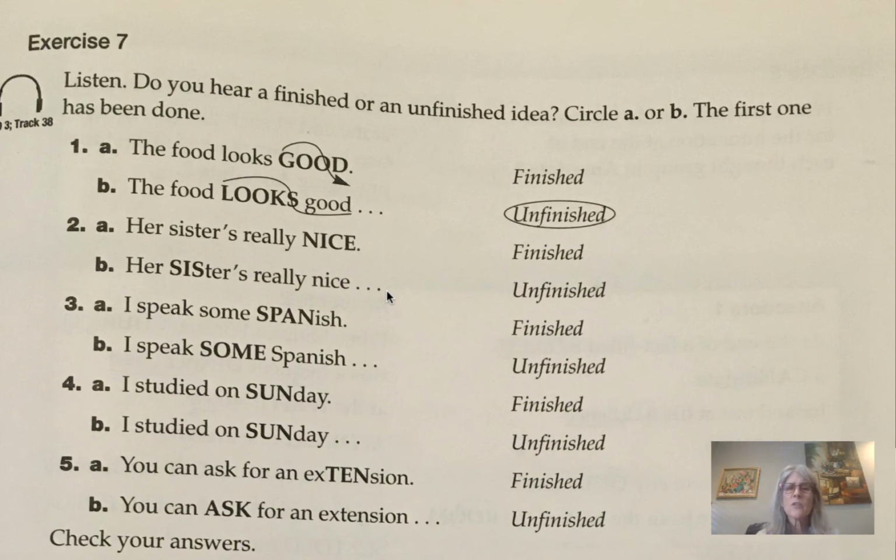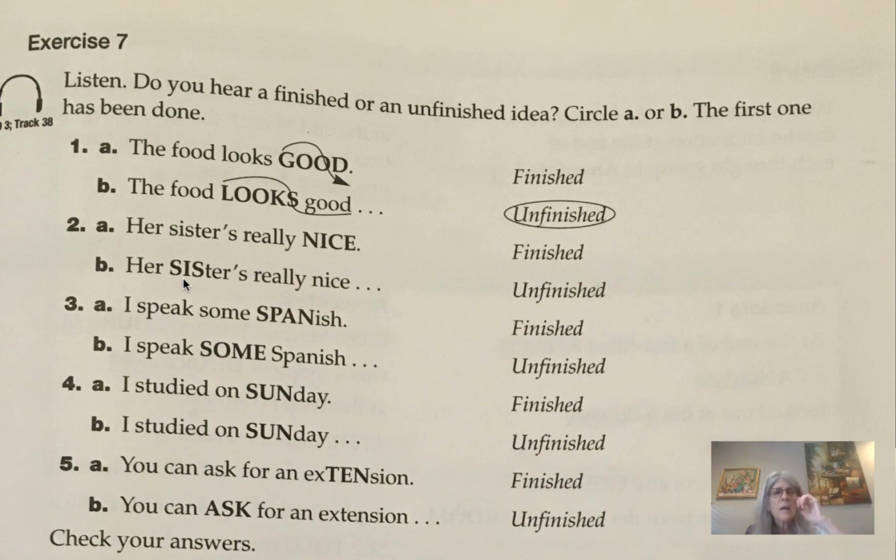Let's do 2A. Her sister's really nice. More than likely, I'm done, okay? I'm just waiting for you to ask me why she's nice, or you're just going to agree with me. But now I'm going to change my stress. I'm going to stress sister here. And then I'm going to have a rising tone. Her sister's really nice. Okay, that's when this person would go, okay, but then who's not nice? Her sister's really nice, but her brother isn't.